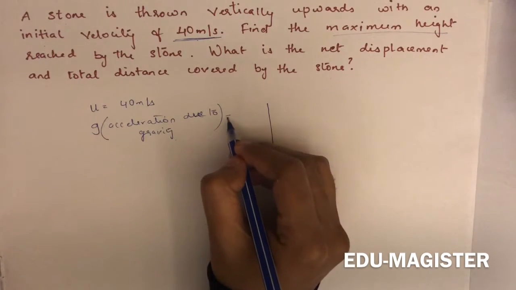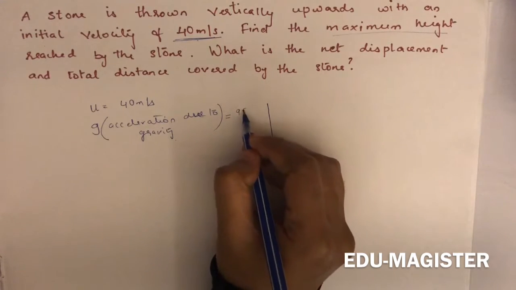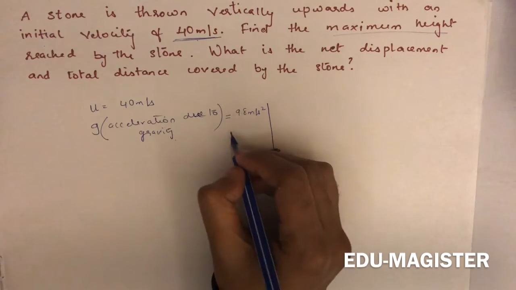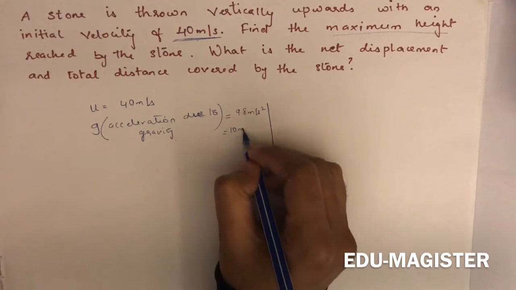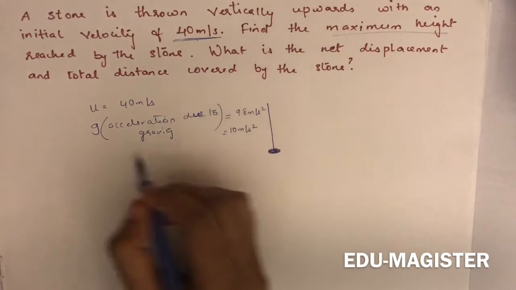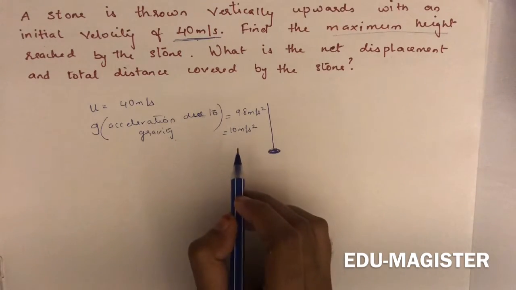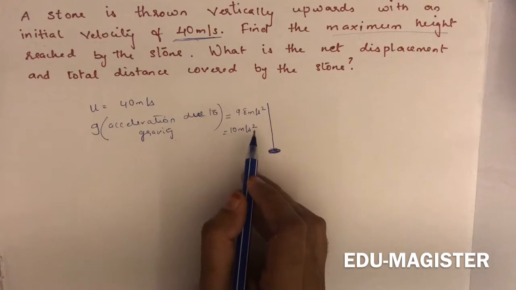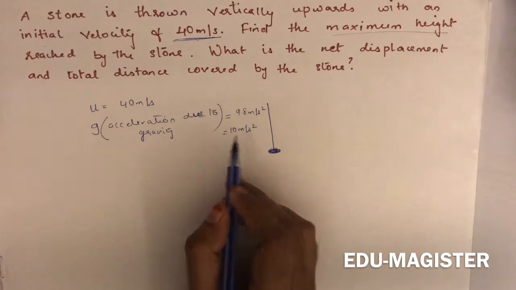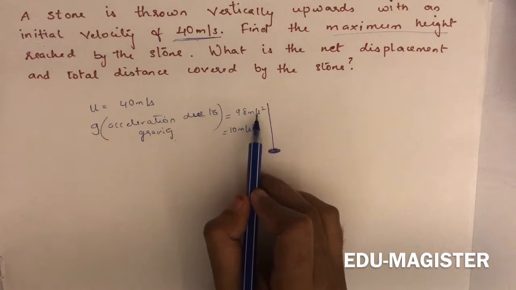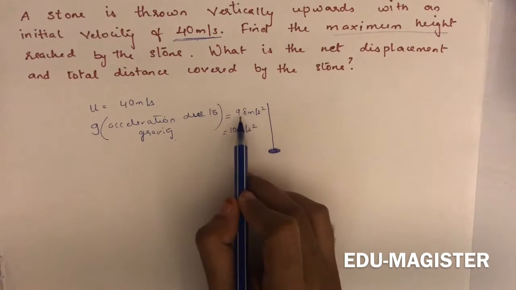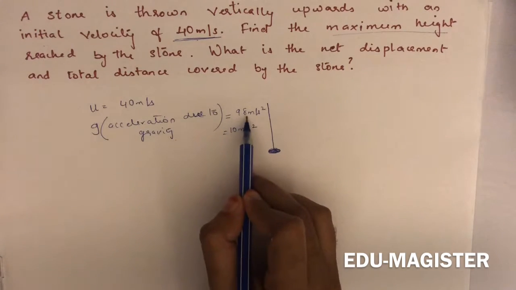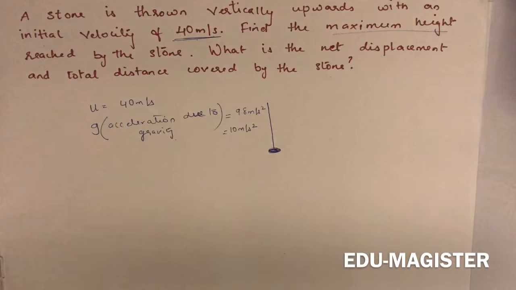The actual value of acceleration due to gravity is 9.8 meters per second square, but for convenience we can take 10 meters per second square as g. That is, for easy calculation we can take g as 10 meters per second square. In case in the question they have given g is equal to 9.8 meters per second square, then you must take this value, 9.8 meters per second square.